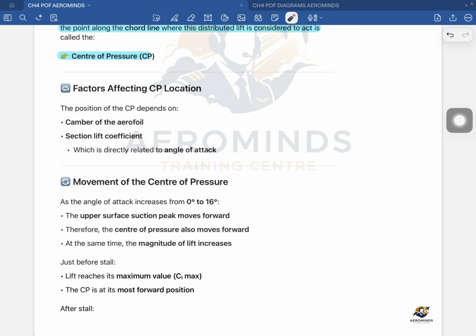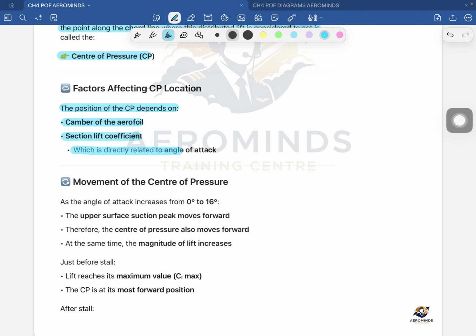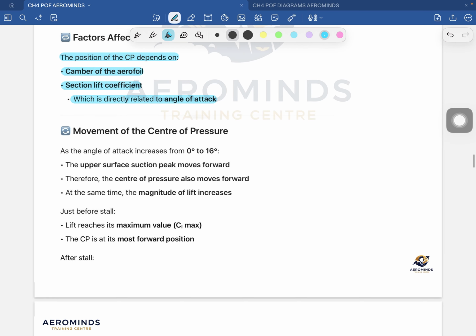Now that is a measure of how much lift the aerofoil section is producing. And this lift coefficient is directly related to your angle of attack. So in simple words, when angle of attack changes, the lift coefficient will change, and that changes the pressure distribution, which will move your center of pressure. That is it. So remember, the position of the CP depends upon the camber of the aerofoil and also your section lift coefficient, which is directly related to your angle of attack.